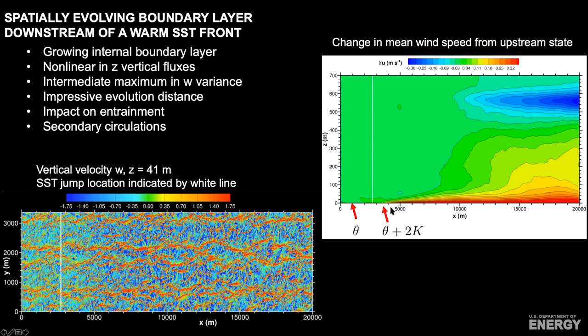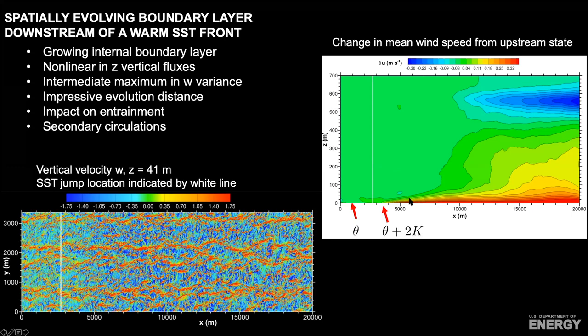What I've shown here, because this is a wind energy application, I took the far wind upstream, averaged a ton. Then at each slice X, I took the wind, averaged it, and subtracted it from each other. So we're looking at the change in the mean wind speed downstream from this temperature front. Well, what you see is really neat. You see a growing internal boundary layer, goes like this.